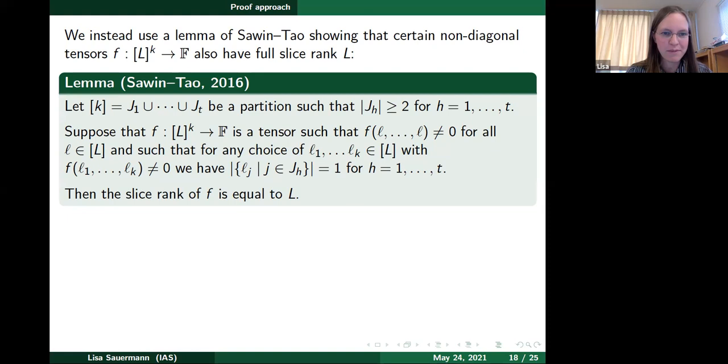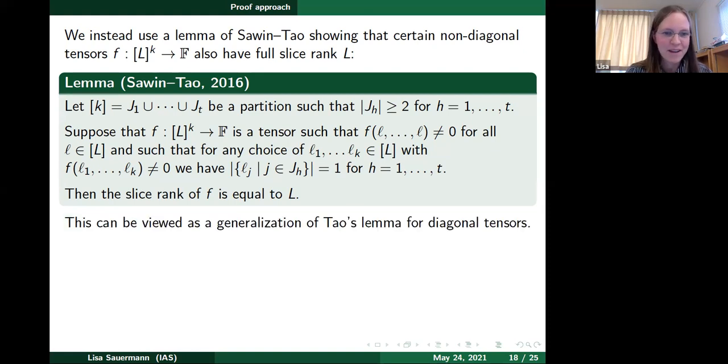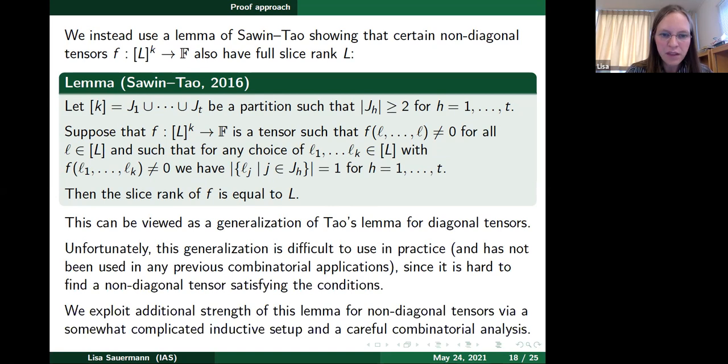Okay, so this lemma looks very technical, but let me first remark that it is a generalization of Tao's lemma for diagonal tensors. One can get this normal diagonal tensor lemma back by taking the partition into just a single set J1, which is all of 1 to k. And then if one thinks very hard about what this condition means, it means exactly that it's a diagonal tensor in this case. But the lemma is more general because it allows for other partitions as well.